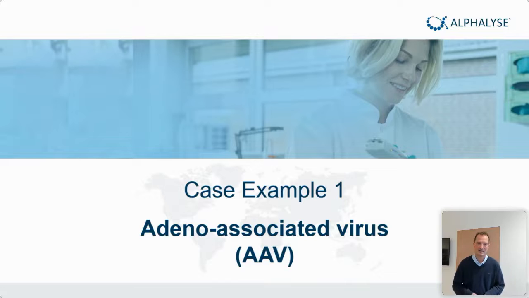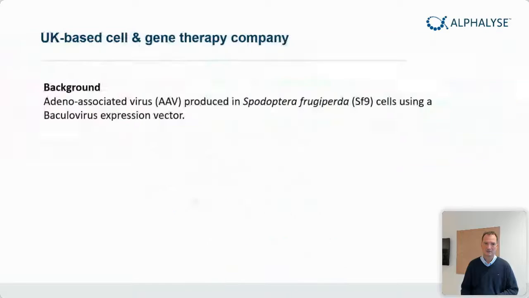So the first example I would like to show you is from adeno-associated virus. It's a UK-based cell and gene therapy company. They're expressing the adeno-associated virus in SF9 cells using a baculovirus expression vector.